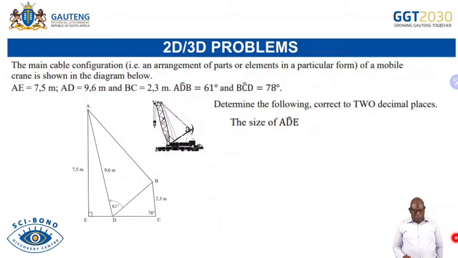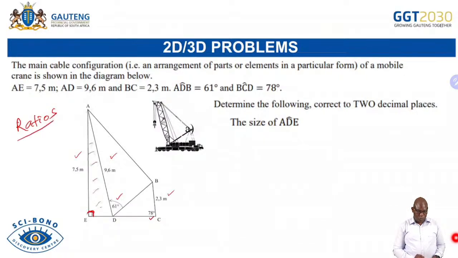Now, the main cable configuration of a mobile crane is shown in the diagram below. You are given the sides, AE is given, AD is given, the angle is given. So check everything that is being given. Do you have a right angle triangle? Yes. If I've got a right angle triangle, I can use the ratios. Once you see the right angle triangle, then you must know you need your ratios.